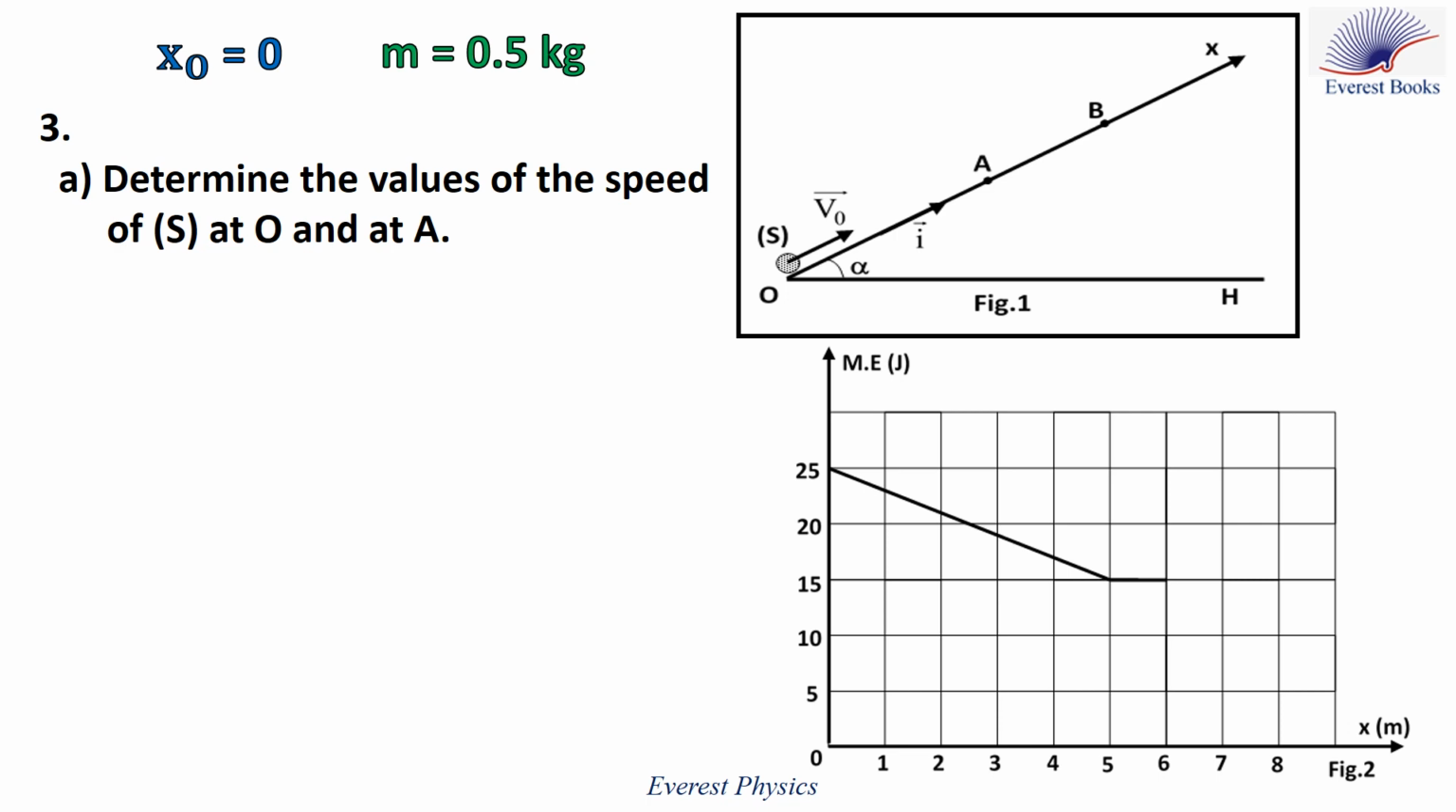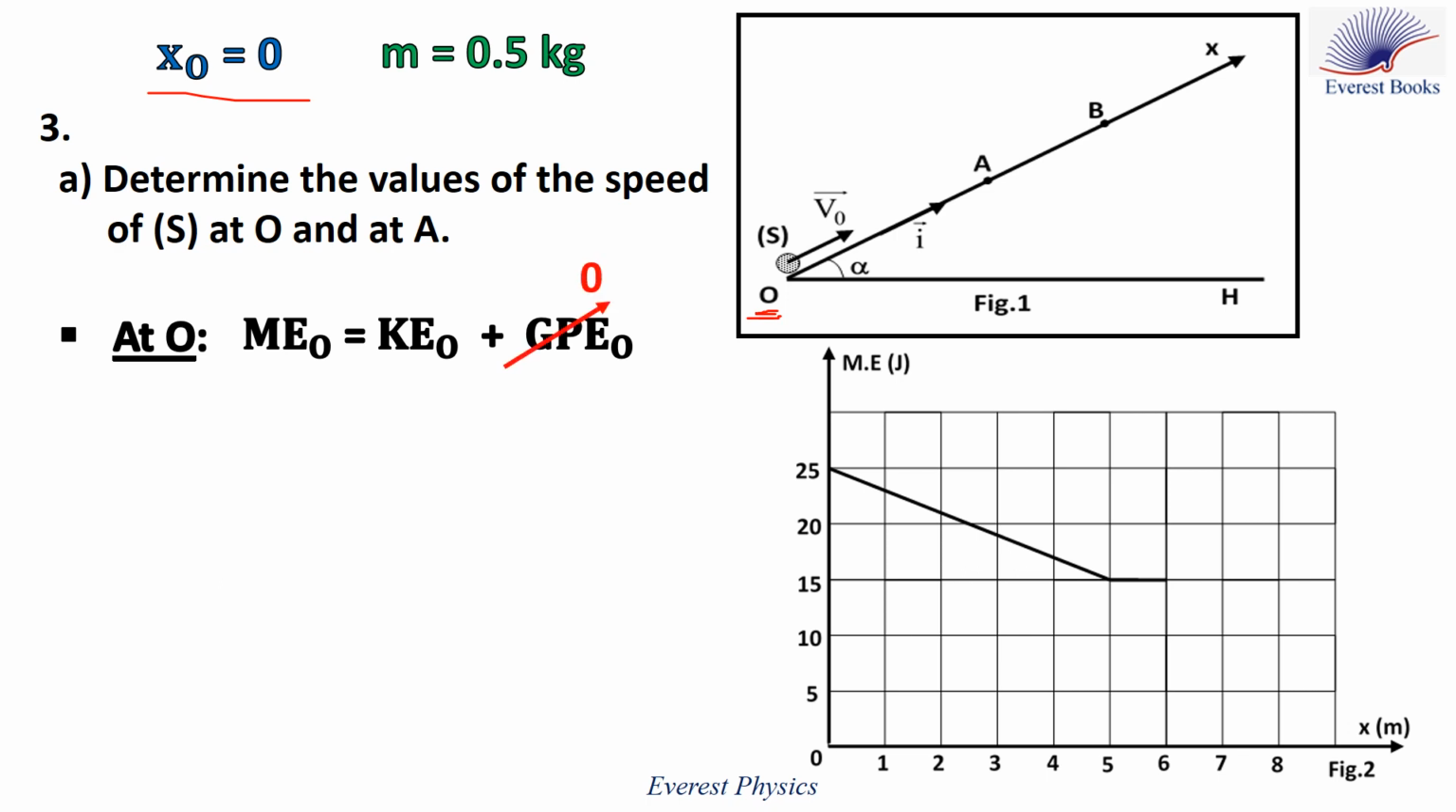Let's move to part 3a. Determine the values of the speed of S at O and at A. Let's start with point O. The mechanical energy at this point is the sum of the kinetic energy and the gravitational potential energy. Look at figure 1. Point O is the origin of the x-axis, then xO equals 0. And when S is at O, then it is at the reference level of gravitational potential energy. Then GPE at point O equals 0.